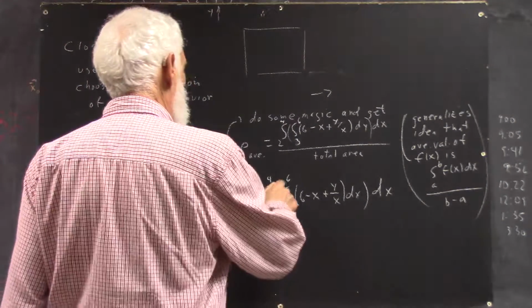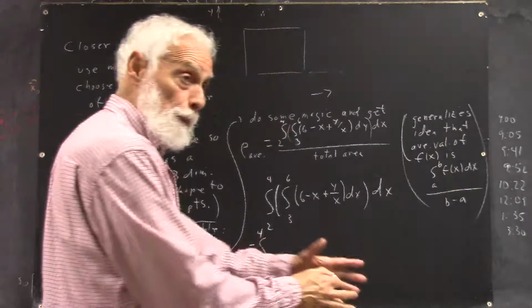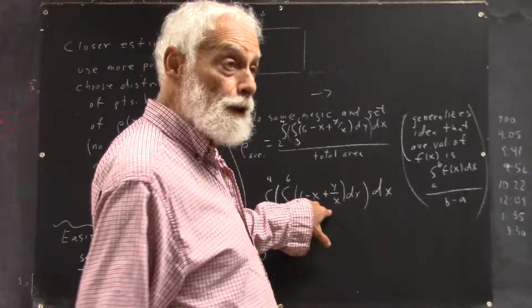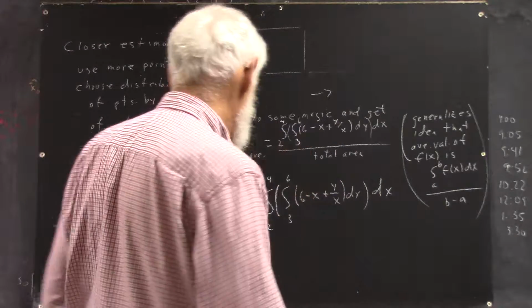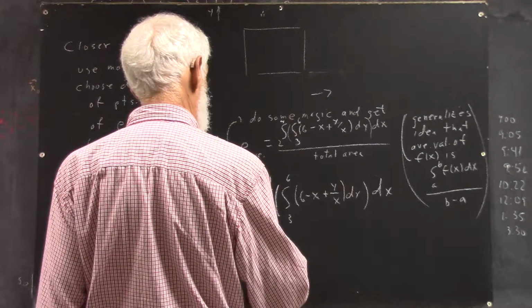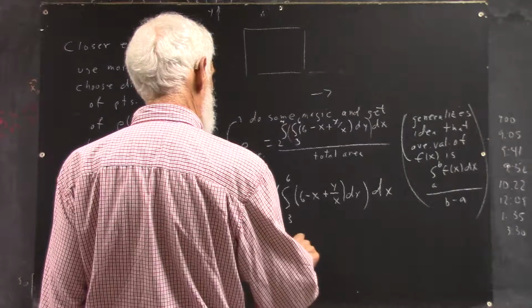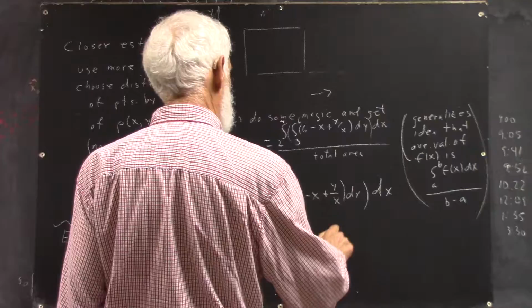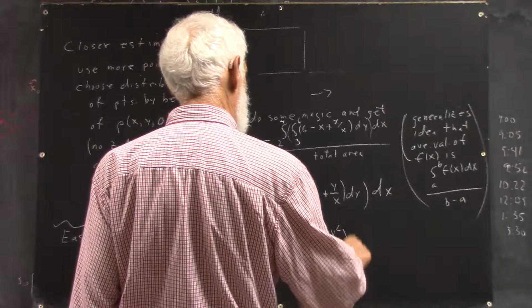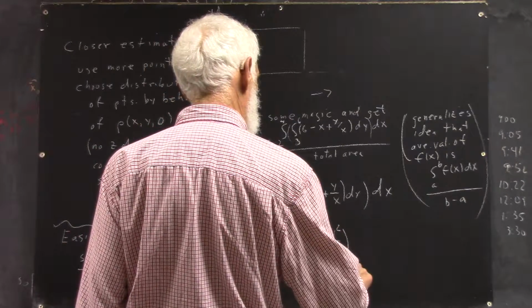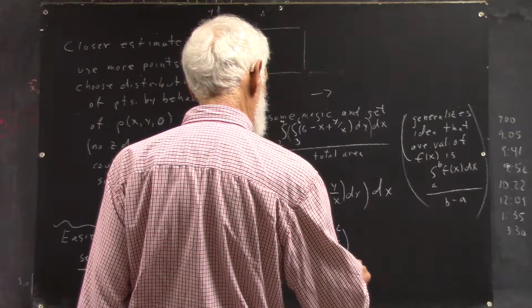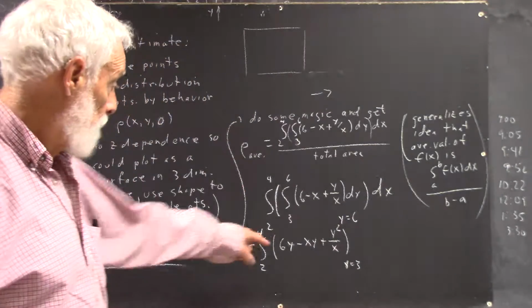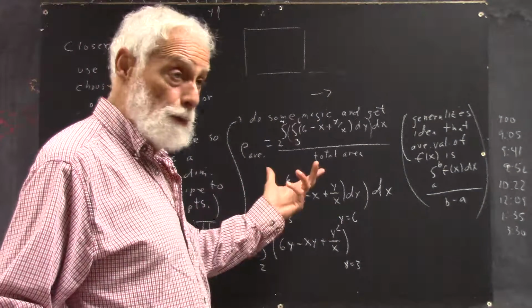Well, first we do the y integral because it's inside, working from the inside out. And when we do the y integral, we treat x as a constant. So it's very simple. We get then 6y minus xy plus y squared over x evaluated between y equals 3. My y's keep looking like x's sometimes because that's what I actually write, sometimes just because I'm careless. Okay, but we evaluate this between y equals 3 and y equals 6.